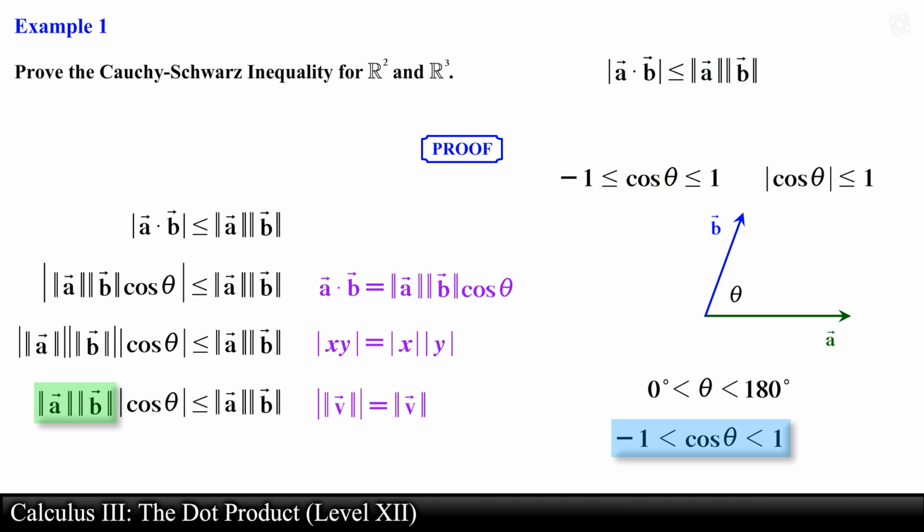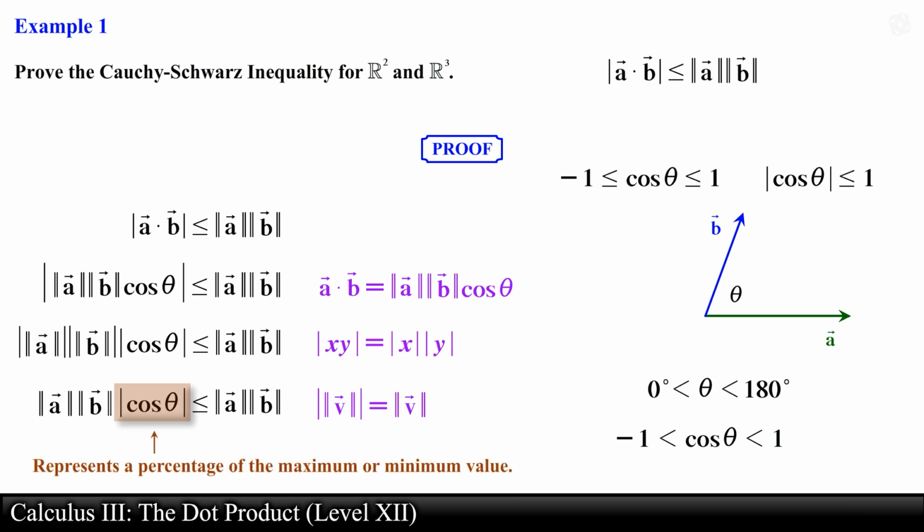And when the absolute value of this number is multiplied by the product of the magnitudes of vector A and vector B, it will produce a value less than the product of the magnitudes of vector A and vector B. In essence, the value of cosine of theta between 0 and pi represents a percentage of the maximum or minimum value, which is equal to the magnitude of vector A times the magnitude of vector B. So this inequality is justified. And this ends the proof.